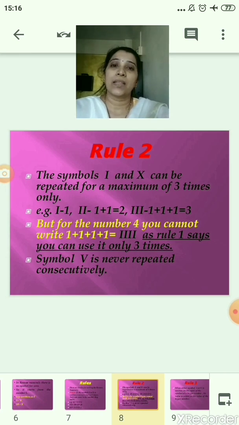Now you will say that for the number 4, we will write it as 1 plus 1 plus 1 plus 1 is equal to 4. No. What does your rule say? It says that you can use it only 3 times, whereas in 4, you would use it 4 times. So the symbol for 4 will change. Symbol 5 is never repeated consecutively, meaning you cannot use it immediately again for another number.